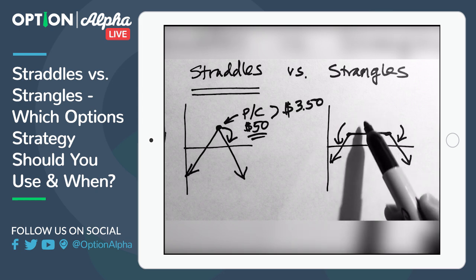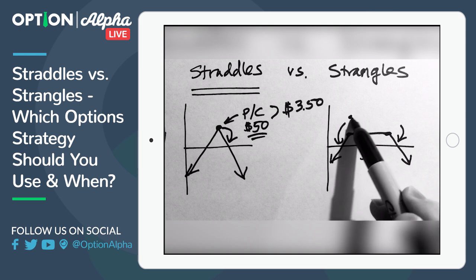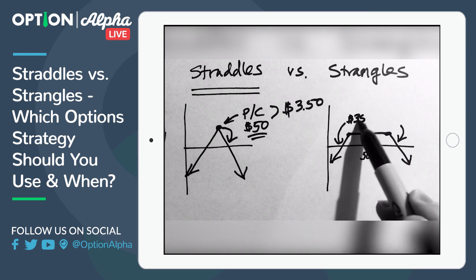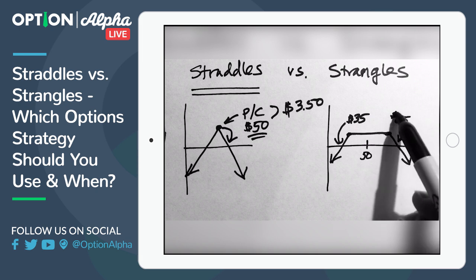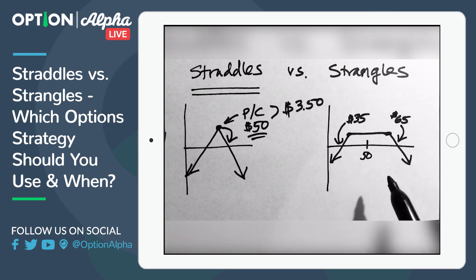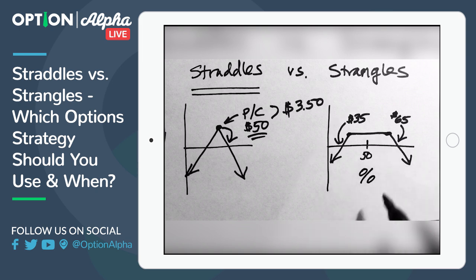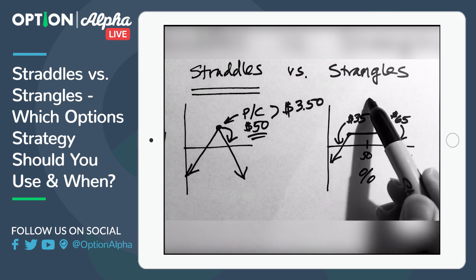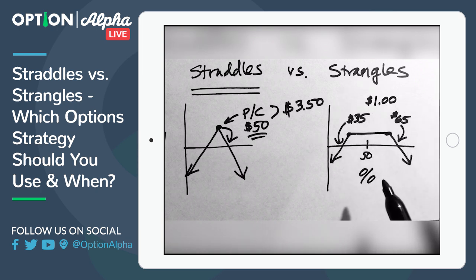So again, if the stock is trading at, let's say, $50, you might sell the 35 strike put and the 65 strike call or something like that, right? So you would go a little bit further out on either end, and in exchange for going further out and potentially having a higher probability of success, you might then collect less money. Let's say this strangle collects, I don't know, just $1 to use round numbers.